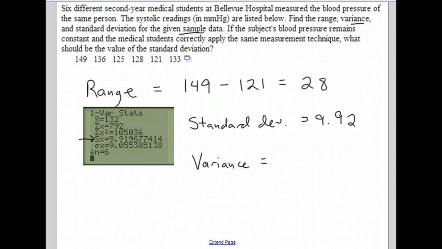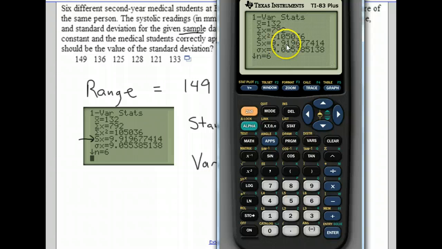So now we could do a couple of things. I could literally get a pretty good estimator of it by taking this number, rounding it to 9.92 and just squaring that number. And that would give me a pretty accurate value of it.